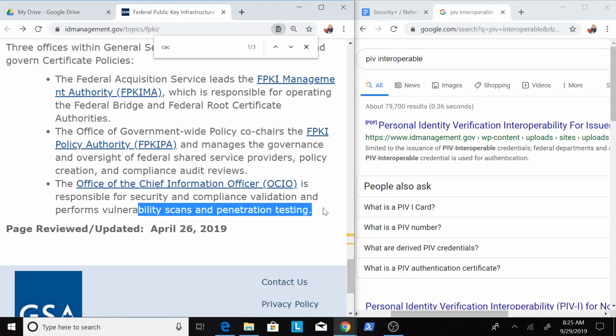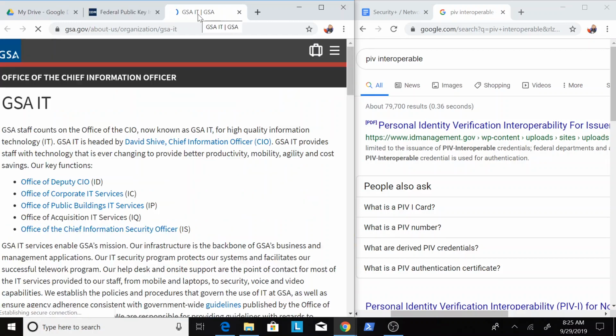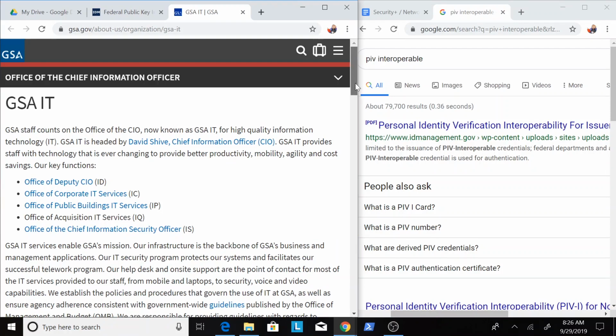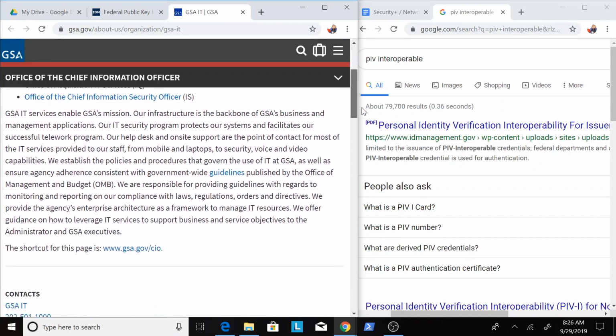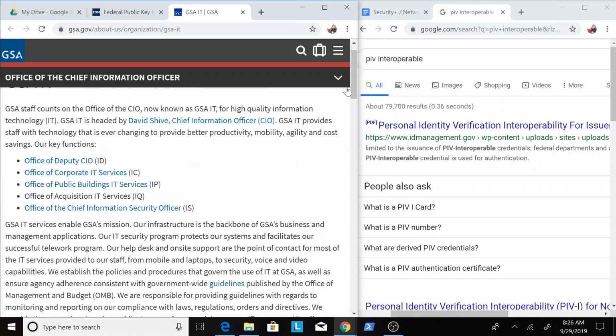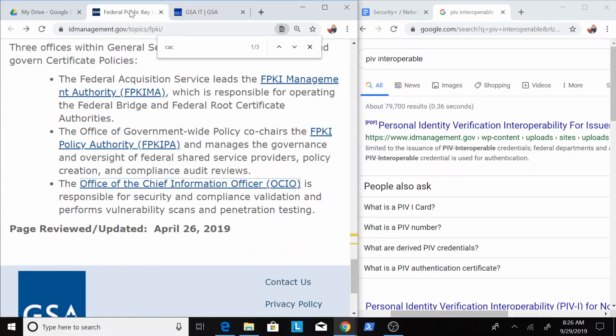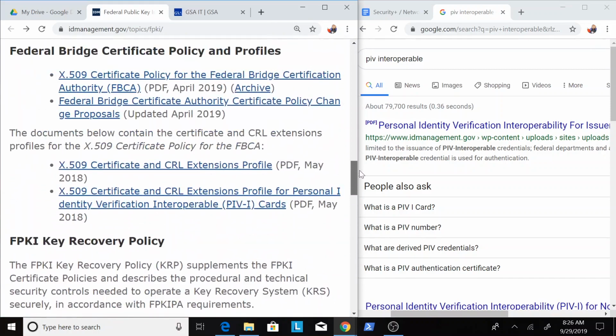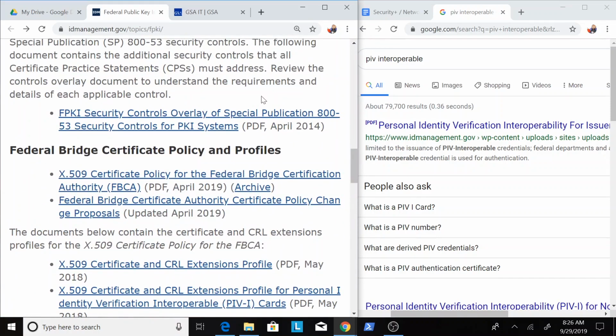Oh, that sounds cool. Let's follow that link real quick. GSA.gov, and this is the Office of the Chief Information Officer. It doesn't say a lot. You can pause if you'd like. But I want to wrap up this video. We have several PDFs to read here in the future, so I'm just going to chop it up, make this short.